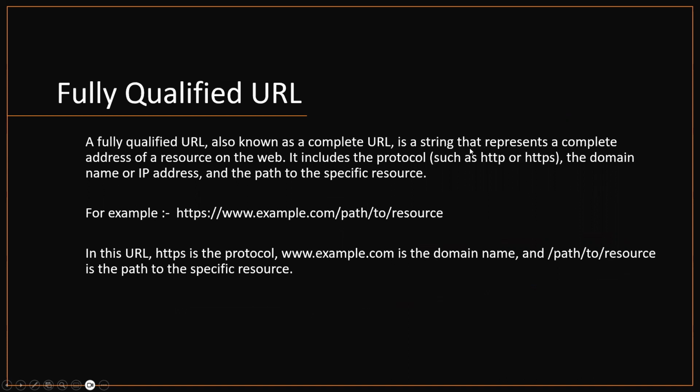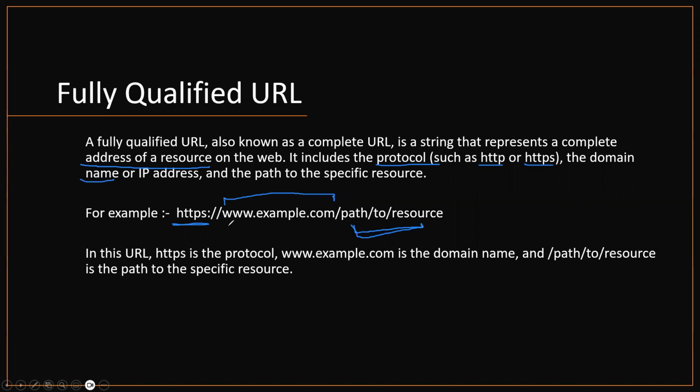It is a string that represents a complete address of the resource, where you need to pass the complete address. It's not like you can give any URL and it will work. That URL should be correct. That's what it means, okay. It includes the protocol. First of all, you should pass HTTPS or HTTP, the domain name and the IP address. So if you see the below example, this is your protocol, this part is your domain, and this is the path where the specific resource is present, okay.